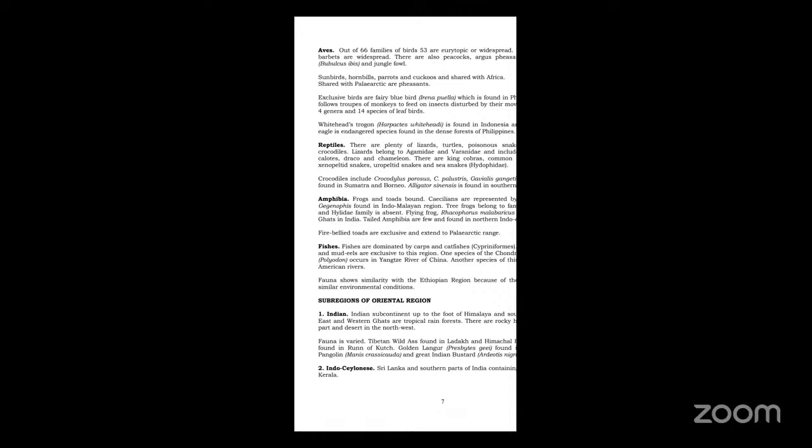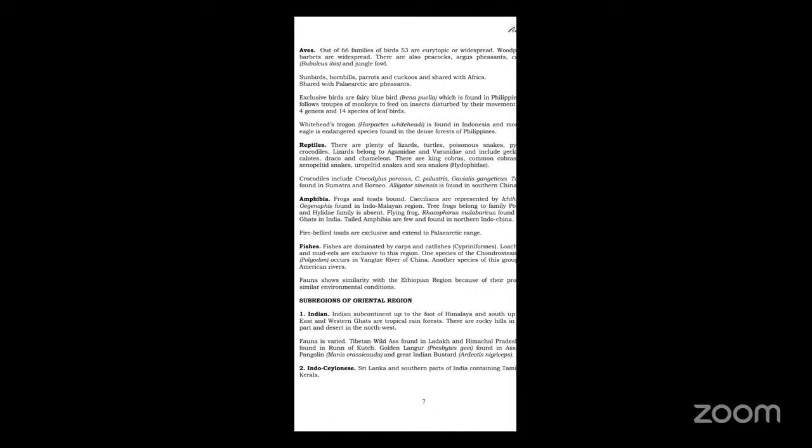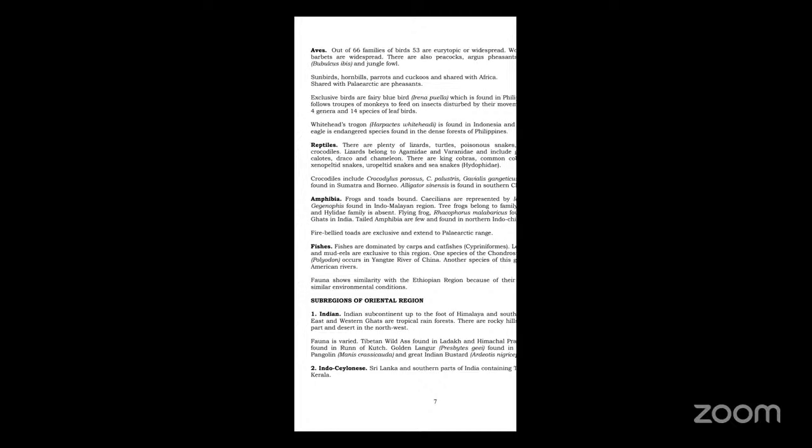Coming to amphibia, now amphibia, you all know, includes the frogs and toads mostly. So the frogs and toads are present, and cecilians are represented by ichthyophis and Geginophis. Then you have got the tree frogs. Then flying frogs are there. It's called Rhacophorus, and they're found in Western Ghats in India.